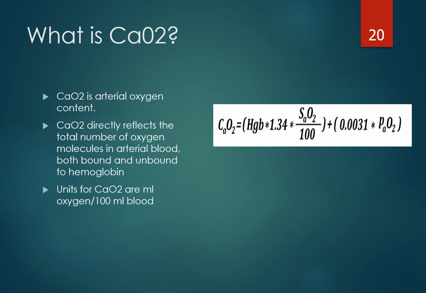For those who are geeks and like the formula, I'm sure you all remember the formula on the right. Hemoglobin times 1.34 times SaO2 divided by 100 plus the fraction of unbound oxygen. So that's the typical equation. The value of this is tissue oxygenation. It's the total amount of oxygen in the blood, and it's not just hemoglobin, it's also in the plasma.